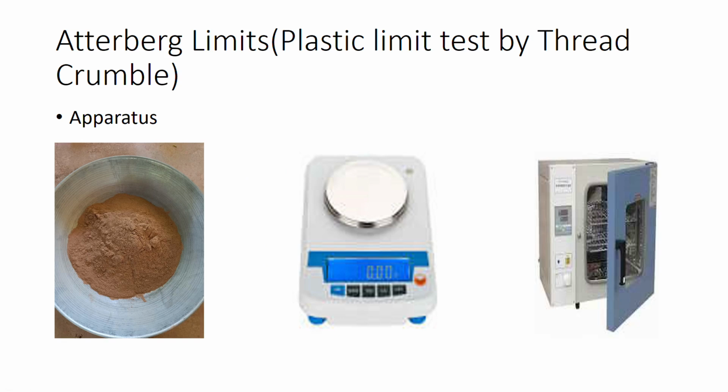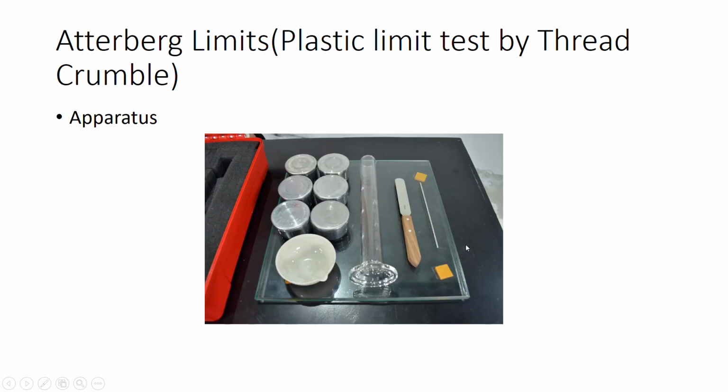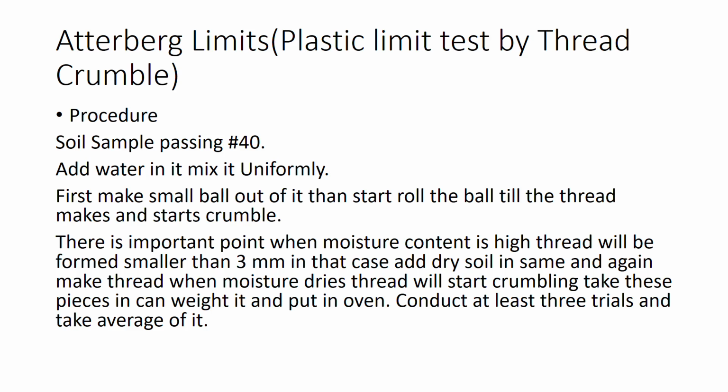The next method is the plastic limit by the thread crumble method. This is the apparatus. Basically we require a glass plate, cans, a china dish for mixing the soil, a graduated cylinder, spatula, and the thread for comparing. The firm thread is around 3 mm of thickness. You need to put some amount of water in it and mix it thoroughly.